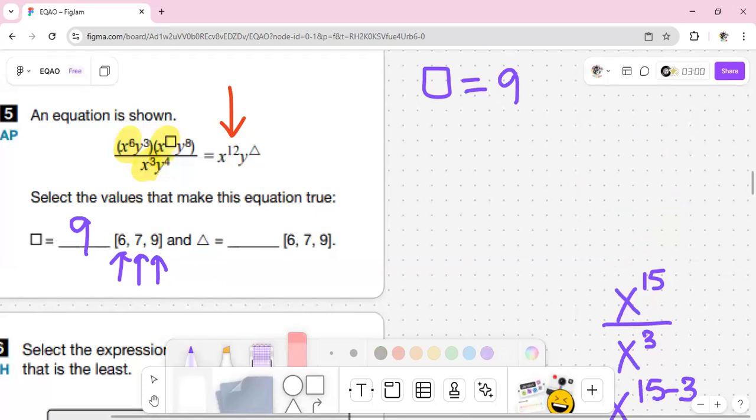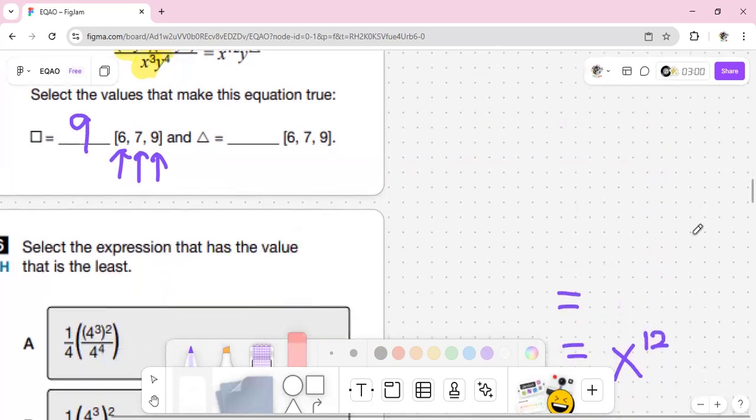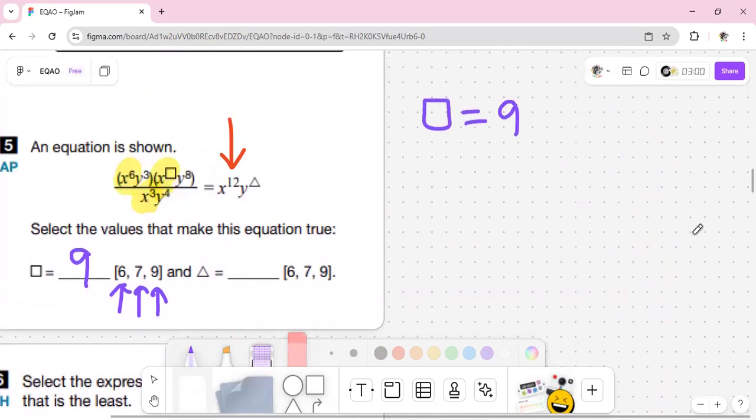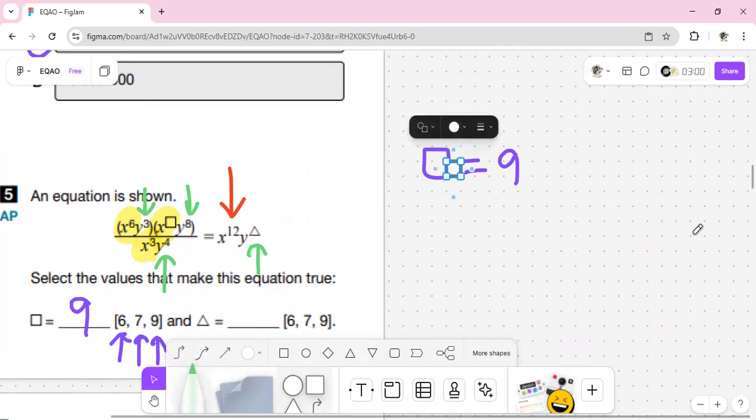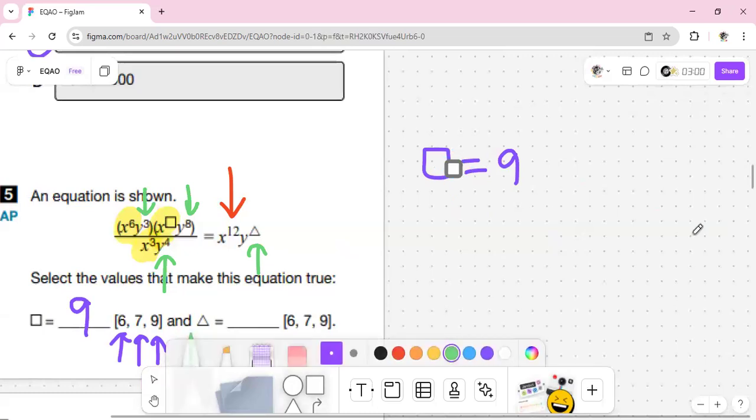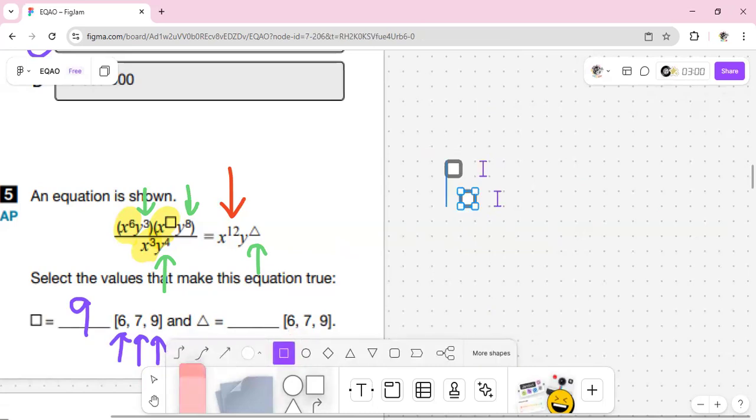Now the y's are more simple because I'm just trying to come up with the answer. If I look at my y terms, I'm going to use green. I have y to the power of 3 times y to the power of 8 divided by y to the power of 4 to give me my final answer of what the triangle symbol is going to represent. So I don't have to actually substitute anything early on. I figured out my square. Now I'm going to figure out my triangle.